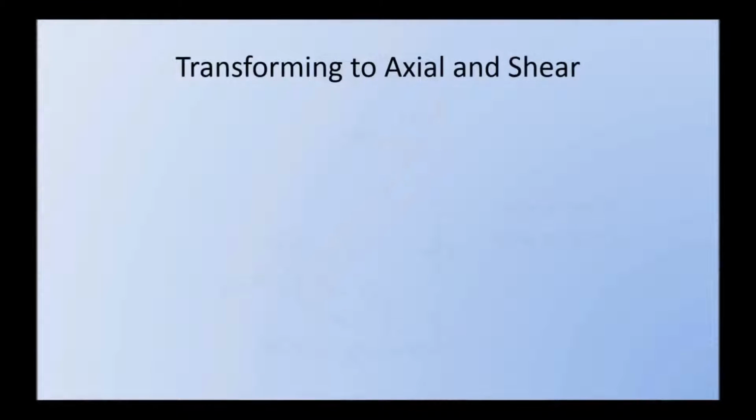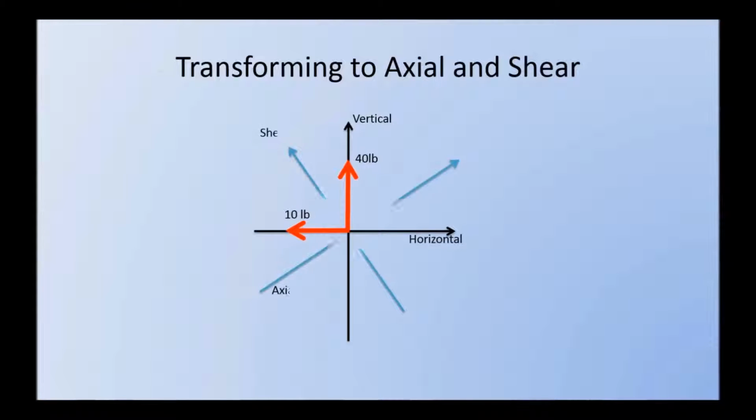Now that we know the forces at the cut, we'd like to transform them into the axial and shear directions so we can know what the shear forces are across the face of the cut, as well as whether the member is in compression or tension. So currently we're in the vertical-horizontal coordinate system, and we have our forces shown as such in the red, but we'd like to transform them into the shear and axial direction shown in blue.